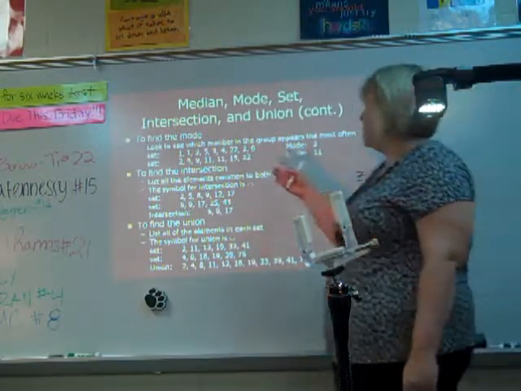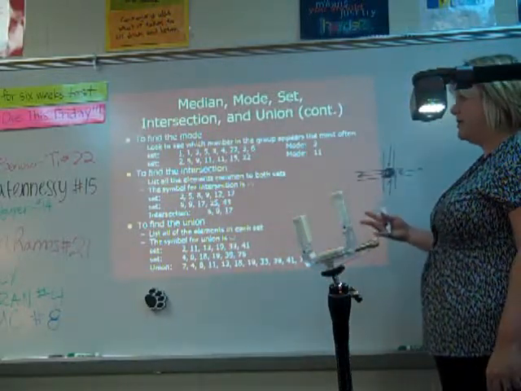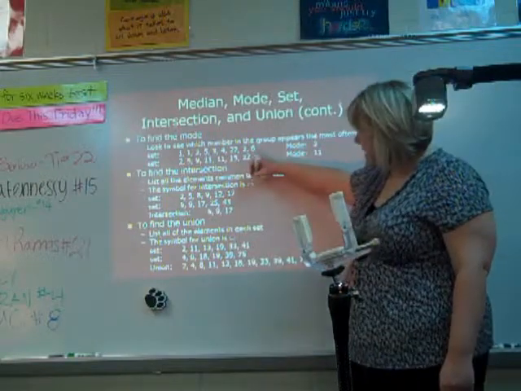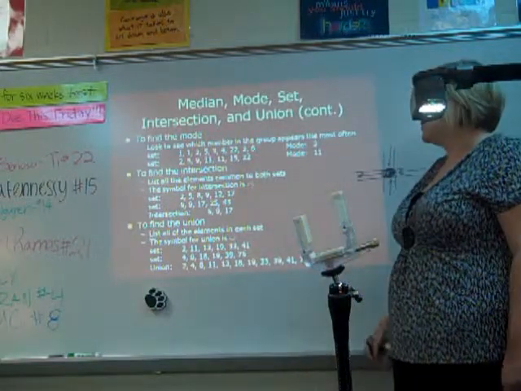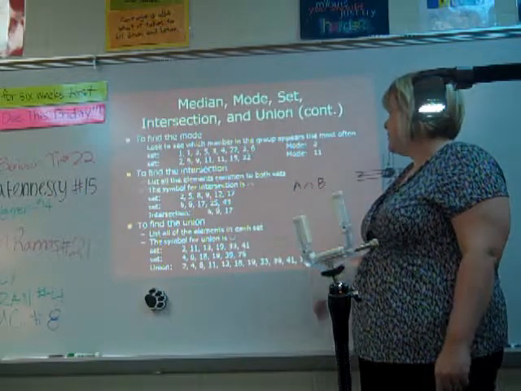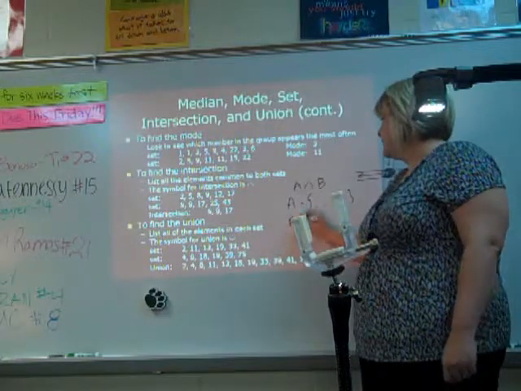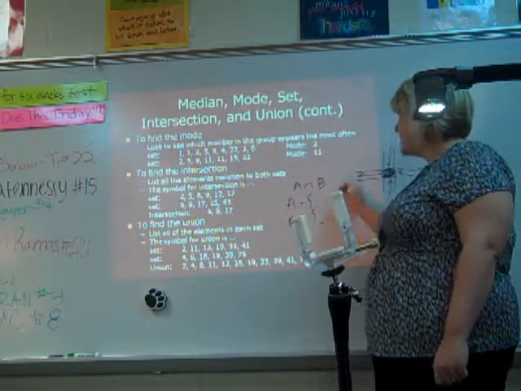So when you look for an intersection for sets of numbers, you're looking for what they have in common. And the symbol is this little upside down U. That's the symbol for intersection. So they might ask you to find A intersect B. And they're going to give you a list of numbers for set A, a list of numbers for set B. They want you to tell what's the same.